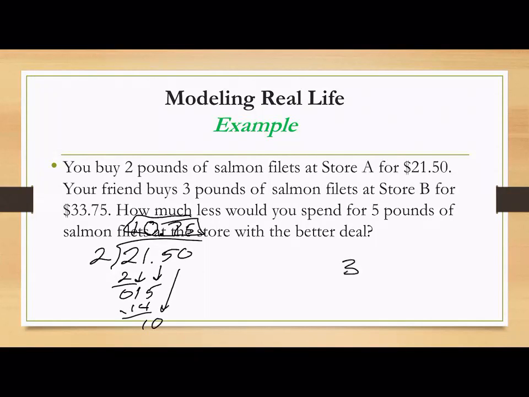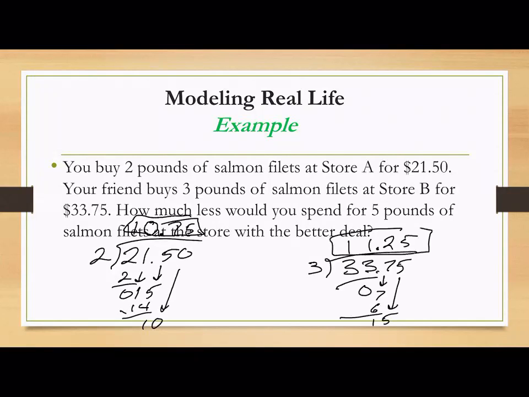And then store B is $33.75 for 3 pounds. Bring down the 7. 3 goes into 7 twice. That's 6. 1, bring down the 5. 3 goes into 15 5 times. So that one's $11.25 per pound. So who has a better deal? Store A. We're dealing with money, so we want the lower number, $10.75. All right. Can you obviously just tell them?